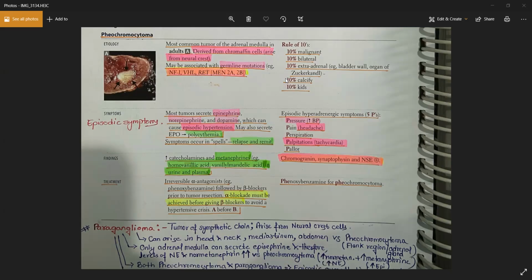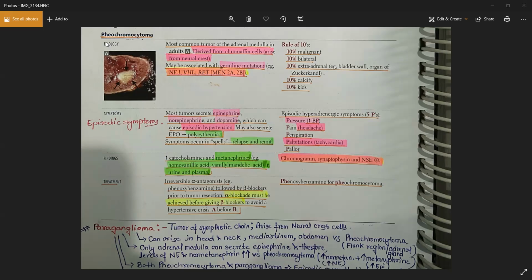Note this thing. For the alpha blocker, you always give the patient phenoxybenzamine. Does anyone know whether phenoxybenzamine is an irreversible or reversible inhibition? Irreversible. And what drug is the reversible one? Phentolamine. Yes, phentolamine. Okay, don't forget that.